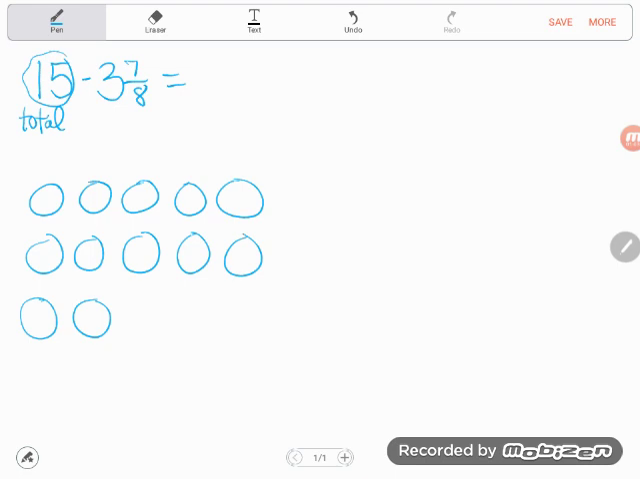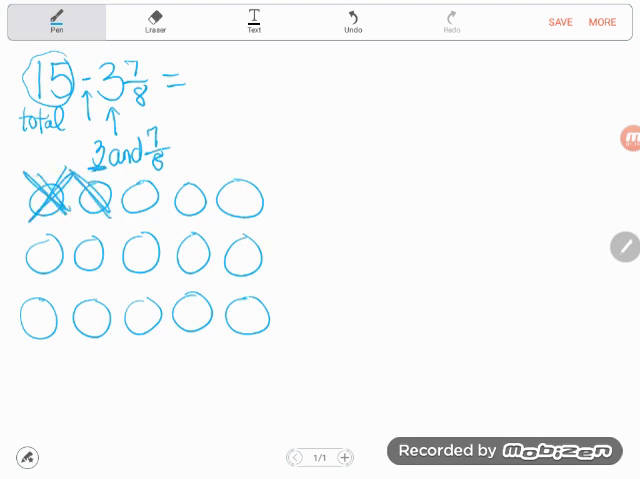I'm going to start by picturing this scenario, whether you write it down or not. There's my 15 whole items. And from that, I'm going to take away 3 and 7/8. So first, 3 whole items. So 1, that's gone. 2, 3, that's gone. But I'm also going to take away 7/8.